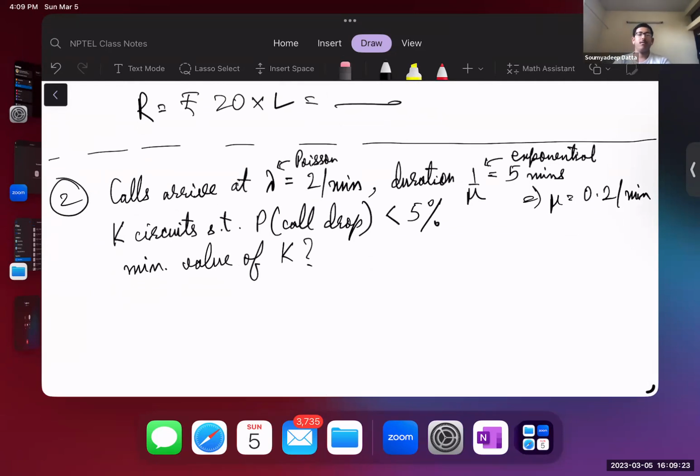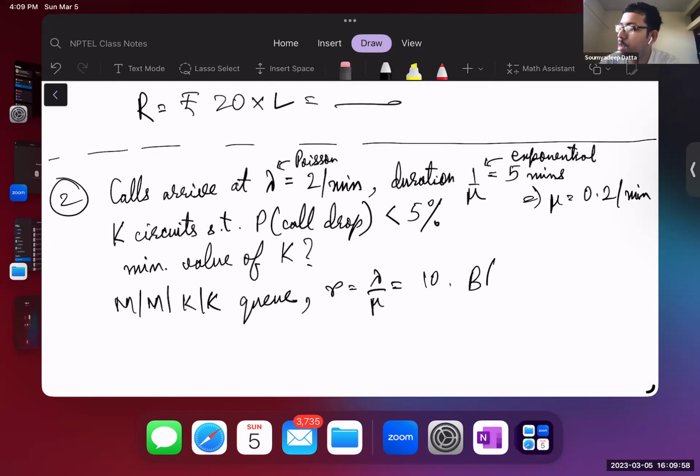And so then this needs to be solved. And so this is clearly an M/M/K/K queue. And lambda and mu are known. R is equal to lambda by mu, which is 2 by 0.2, which is 10. And so the value that you really want is the Erlang's B formula, which is B(K, R), right? B(K, 10).